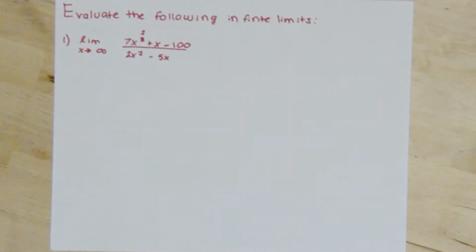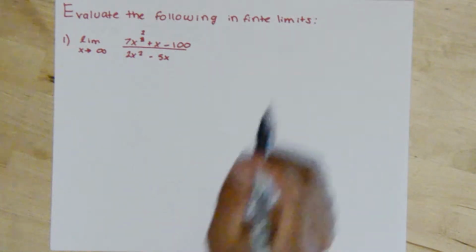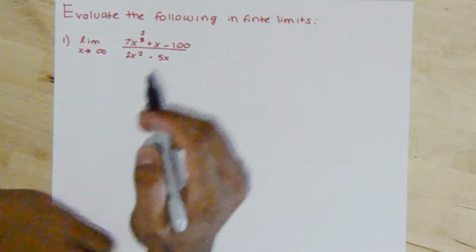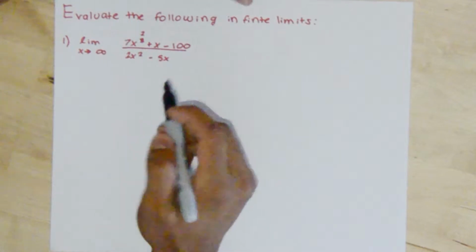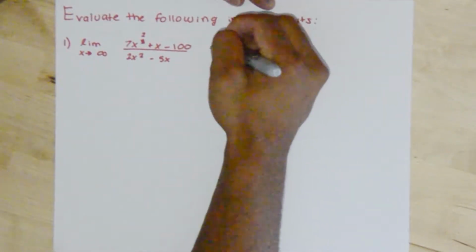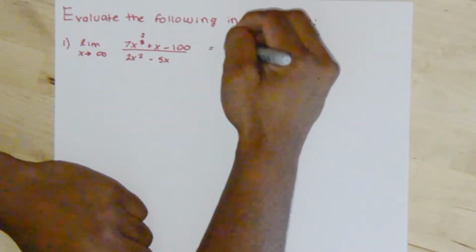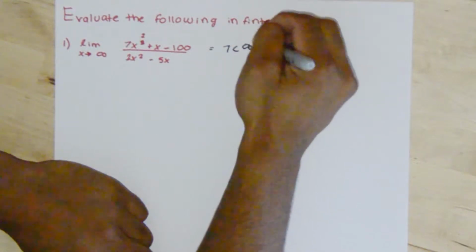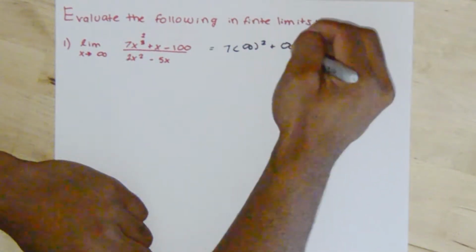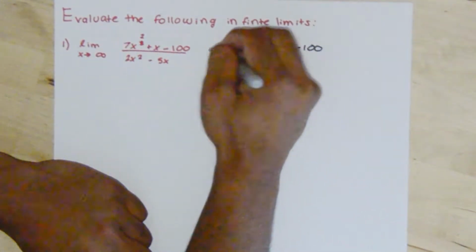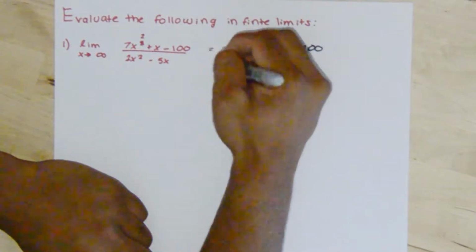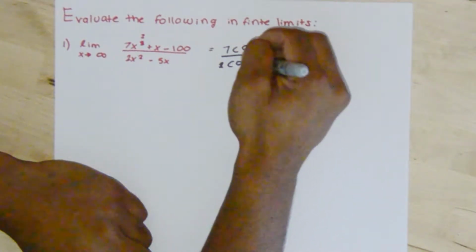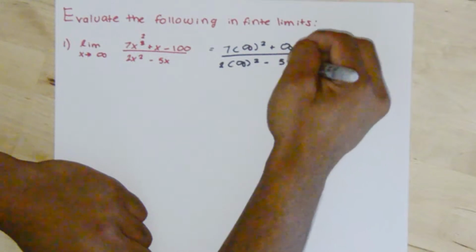So let's say we have the following problem. The limit of 7x squared plus x minus 100 over 2x squared minus 5x as x approaches infinity. So if we begin by plugging in infinity for x, we get 7 times infinity squared plus infinity minus 100 all over 2 times infinity squared minus 5 times infinity.